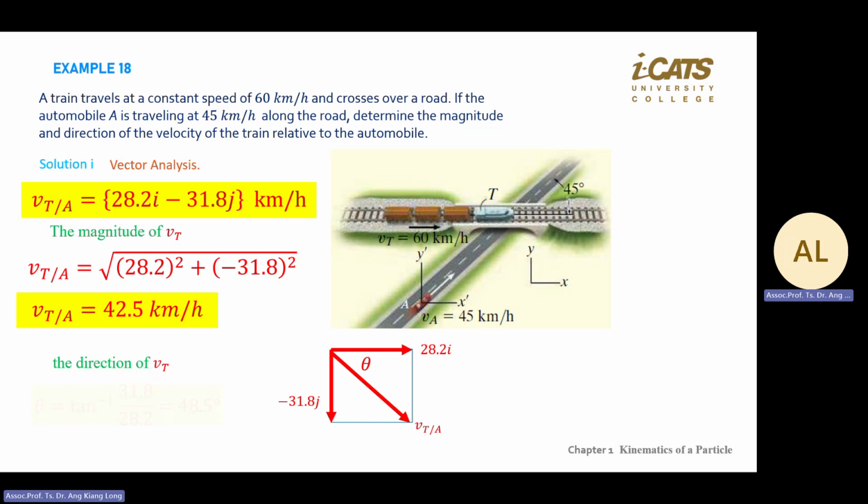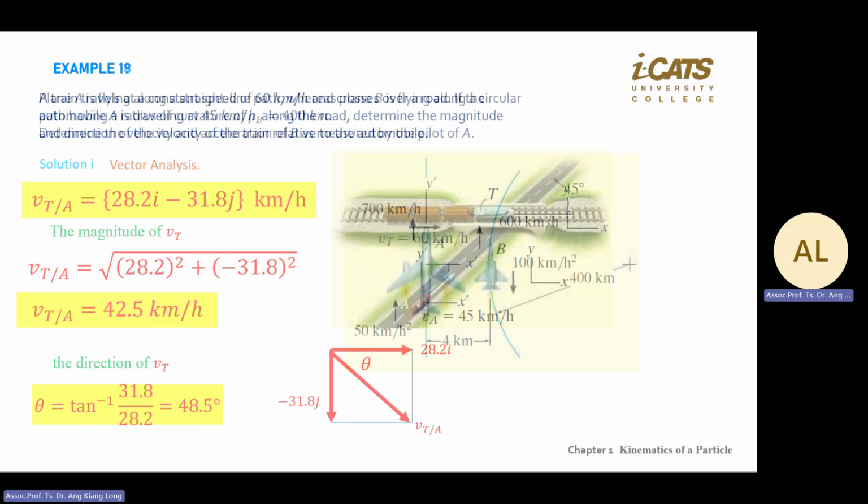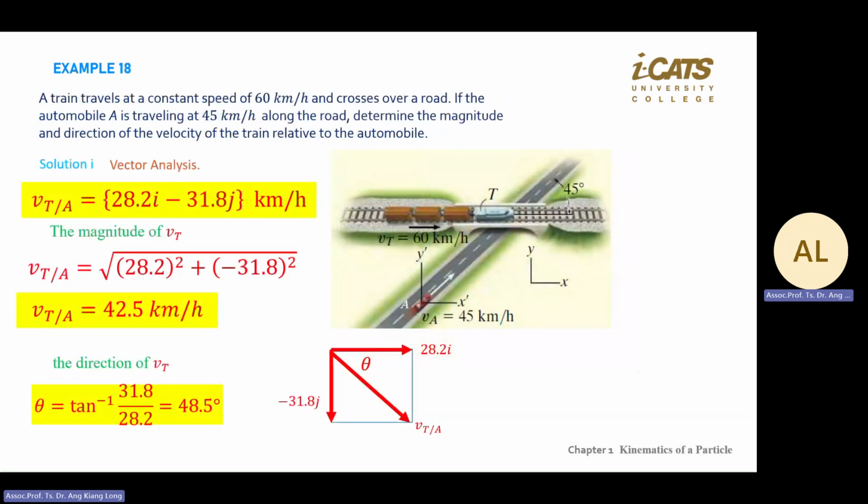Okay, then direction is inverse tangent 48.5, and important is once you have the diagram, I know where is the direction already. Okay, this is the first part where if the question forces you to use vector analysis, then you need to show me i, j, k terms in your answer. Okay. Right, try to understand the logic of solving.